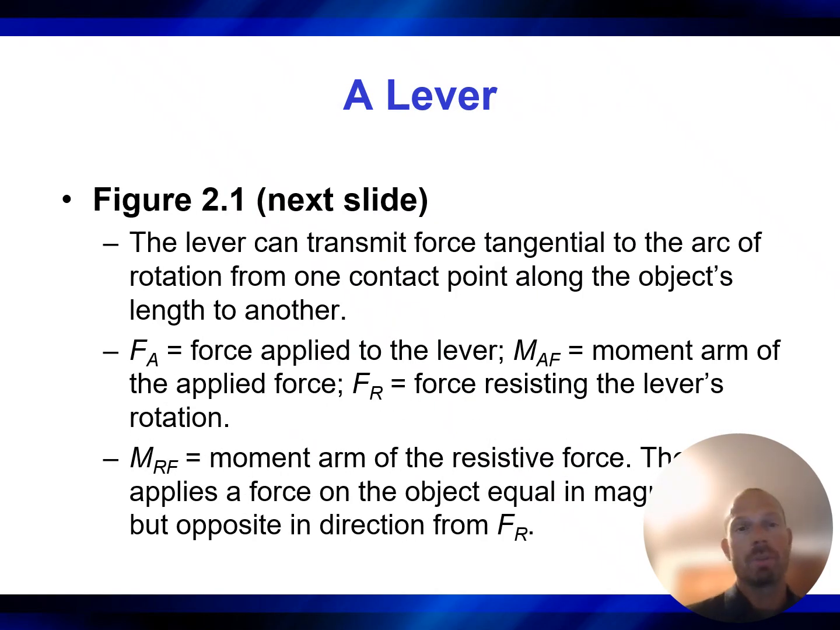Let's establish our variables for lever mechanics. Fa is the force applied to the lever, and MAF is its corresponding moment arm, the perpendicular distance to the fulcrum. Conversely, Fr represents the resistive force, and MRF is the moment arm of that resistance.